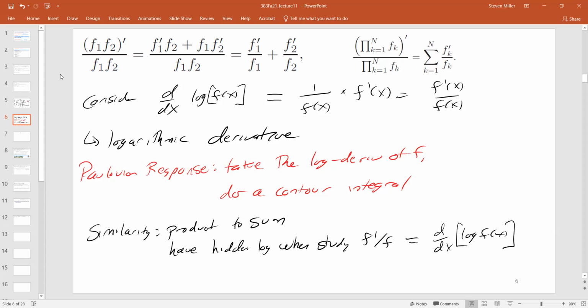But f prime over f doesn't involve logarithms. f prime over f just involves our function and its derivative. So it's a nice way to connect the two logarithms without having the logarithm explicitly there. And so this might be a really good object to study.